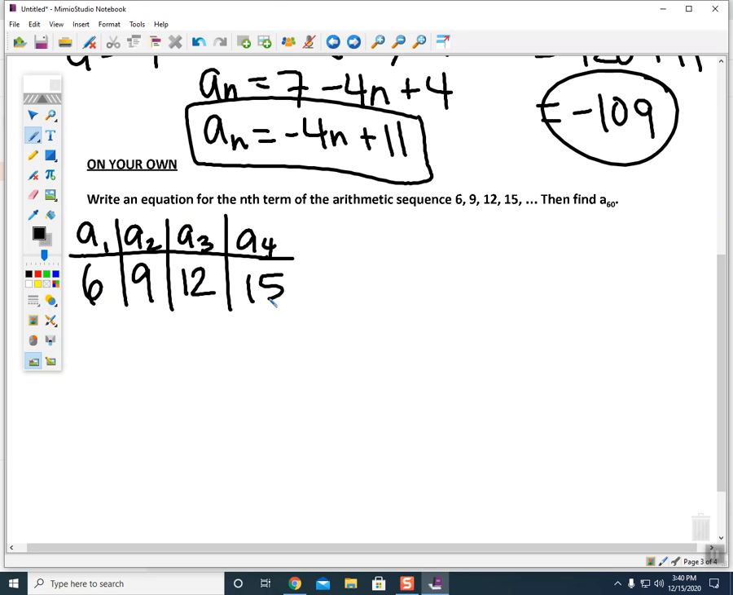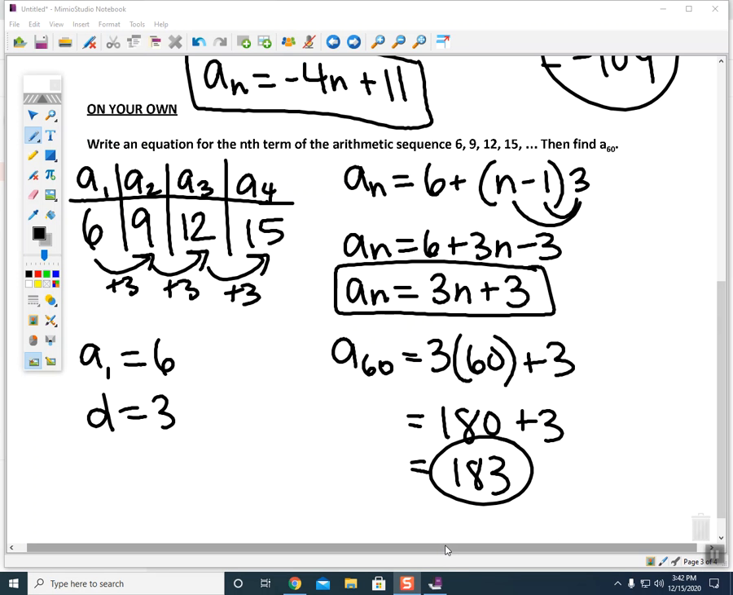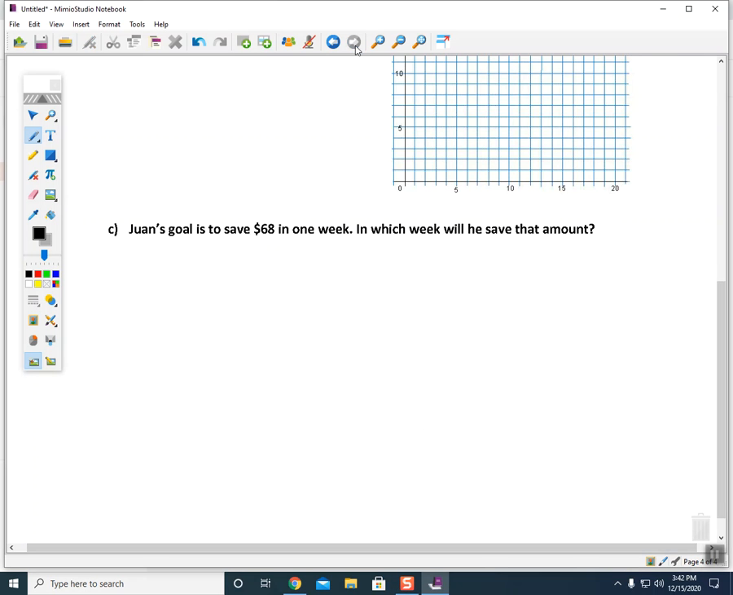So my first step is I want to figure out, well, what is my common difference? Once I figure that out, then I can just use this equation up here. So go ahead and do this next example on your own, and then you can come back and check your answer with me when you're done. All right, so you should have gotten the equation a sub n equals 3n plus 3. And then when you plug in a sub 60, you should have popped out 183 for that. All right, let's go ahead and go to the back page.